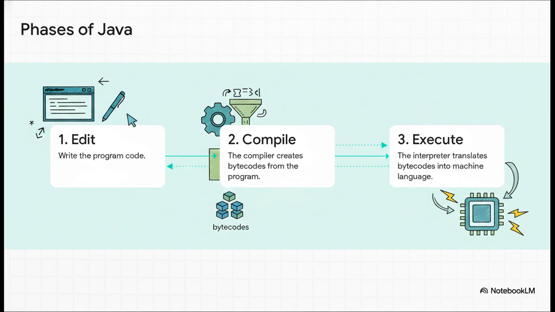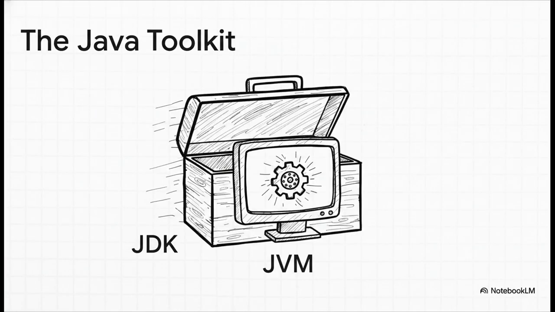Second, you compile. A special program called a compiler checks your grammar and translates your code into an intermediate language called bytecodes. Finally, you execute. A different program, called an interpreter, reads those bytecodes and translates them line by line into instructions your computer's processor can finally understand.